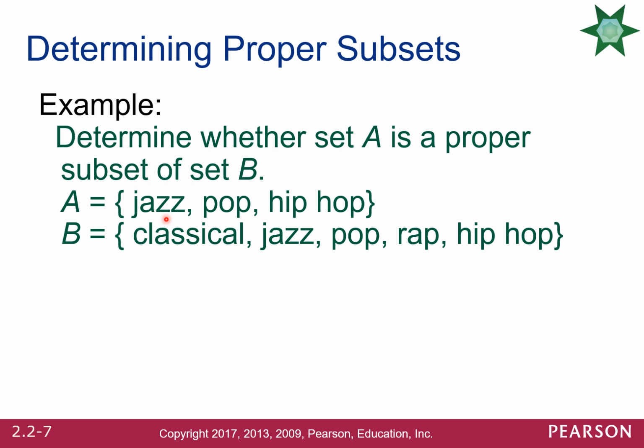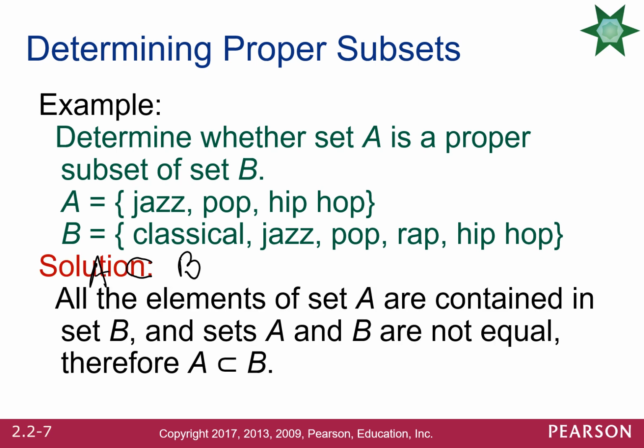So all the elements of A are a part of the set B, and B has a few extra elements as well, which makes them unequal. They are not equal. Therefore, we can say that A is a proper subset of B. Let's pull up the solutions quickly and see what they have to say here. All the elements of set A are contained in set B, and sets A and B are not equal. Therefore, A is a proper subset of B.